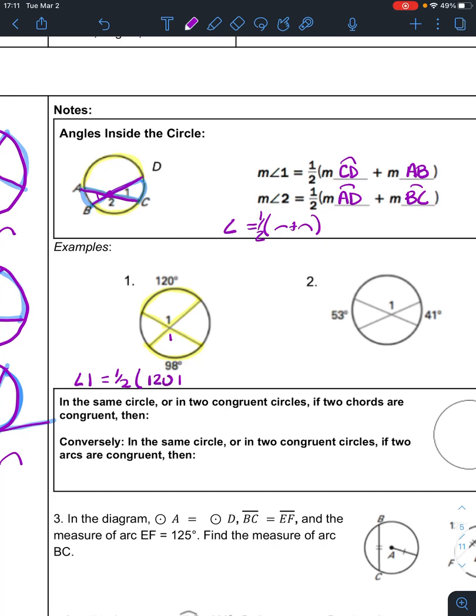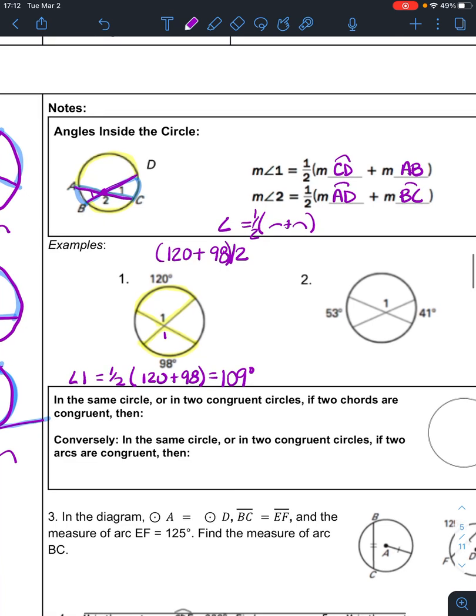So the arc, which is 120 degrees, plus the other arc, which was 98 degrees. If you add those two together and divide them by 2, be careful when you do this on the calculator. Make sure that you do 120 plus 98, enter, then divide by 2. Don't type in 120 plus 98 divided by 2. If you do that, you'll get the wrong answer because you're going to add 49 to 120 instead of taking half of 120 plus 98. It does matter, so be careful that you type that in your calculator correctly. So when you do 120 plus 98 and then divide that by 2, you get 109.